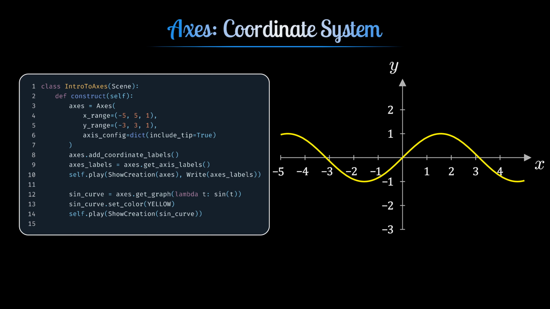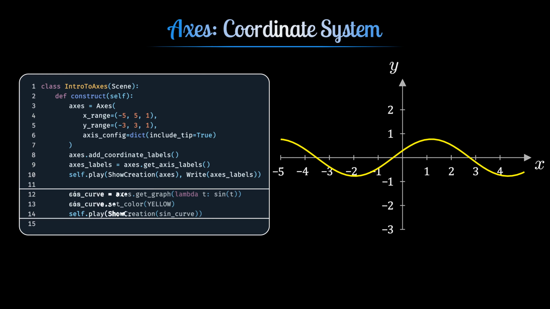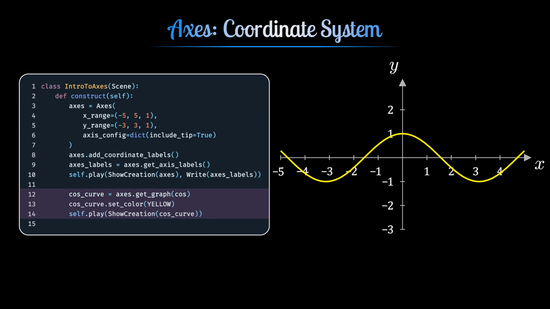To display a sine graph, for example, I need to pass the function in the get_graph method along with the range of the function. If the range isn't specified in the method, then Manim implicitly takes the whole x-axis as the function's range. Similarly, I can use NumPy's cos function directly to display the cosine curve.